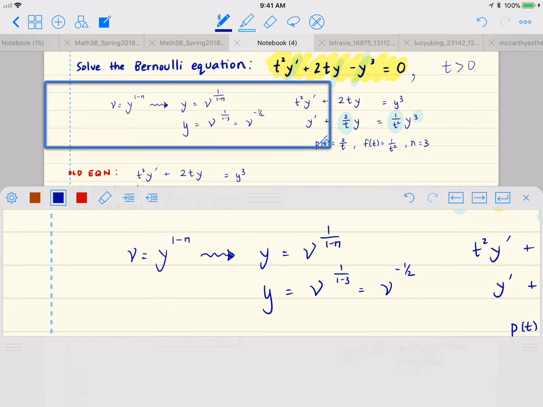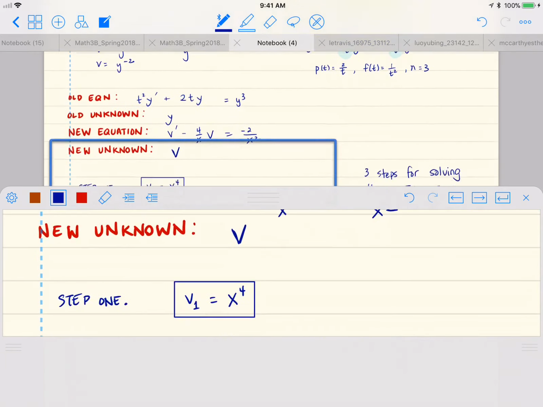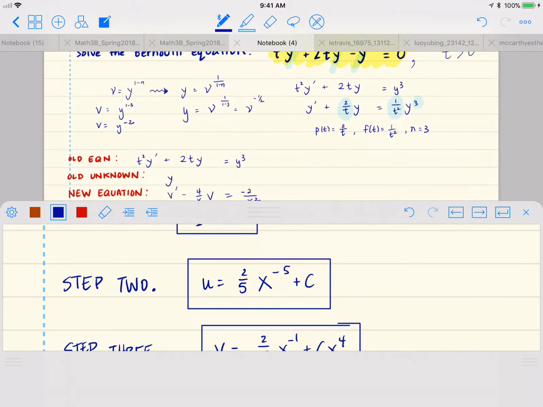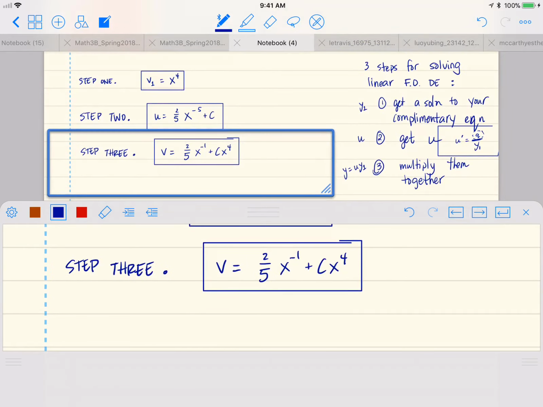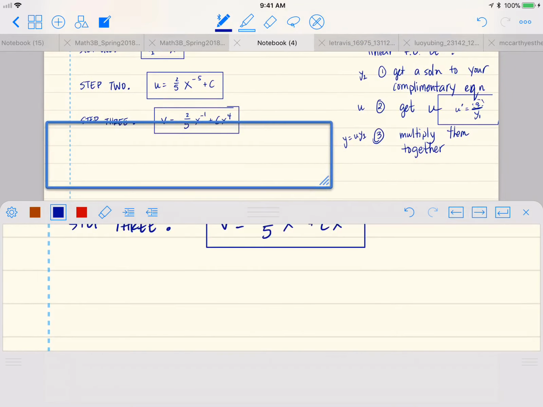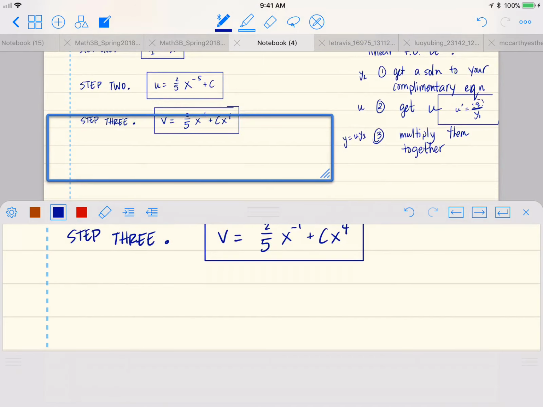Okay? And then over here, that's the same thing as v equals y to the 1 minus 3, v equals y to the negative 2. So now let's go down here to our answer. v equals y to the negative 2. But v is also equal to 2/5.